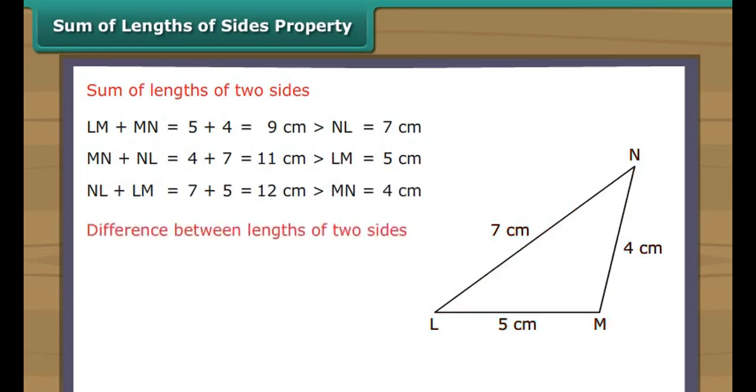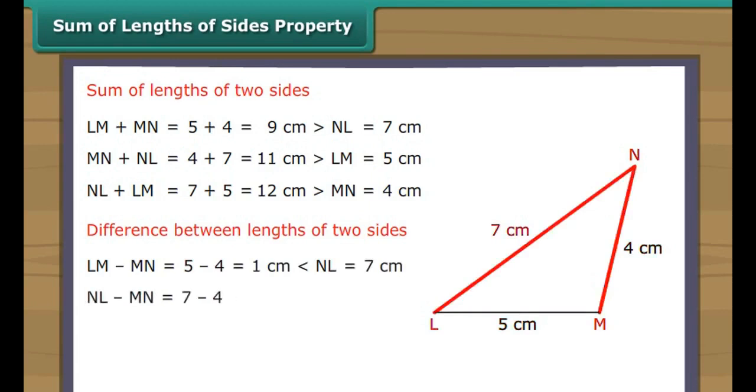Now let us look at the difference between the lengths of two sides. LM minus MN is equal to 5 minus 4, which equals 1 cm, which is smaller than NL, which is 7 cm. NL minus MN is equal to 7 minus 4, which equals 3 cm, which is smaller than LM, which is 5 cm.